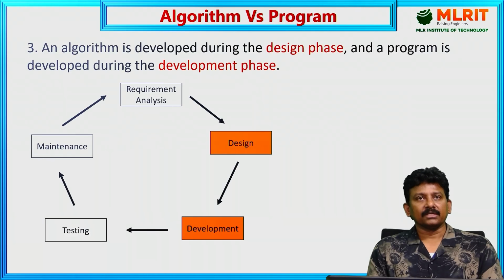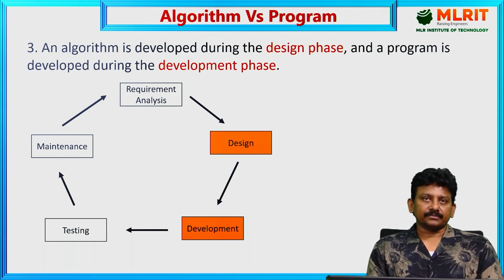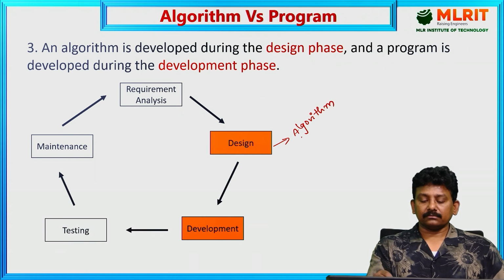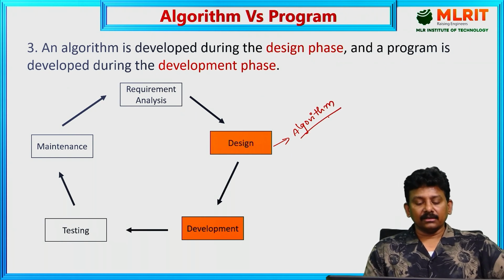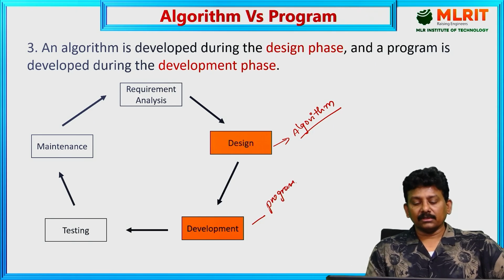Third difference. An algorithm is developed during the design phase and a program is developed during the development phase of the software lifecycle. So after requirement analysis, during the design phase, algorithm is developed. In the software lifecycle model, during the design phase, we develop the algorithm. During the development phase, we develop the program. So a program is a concrete implementation of an algorithm.